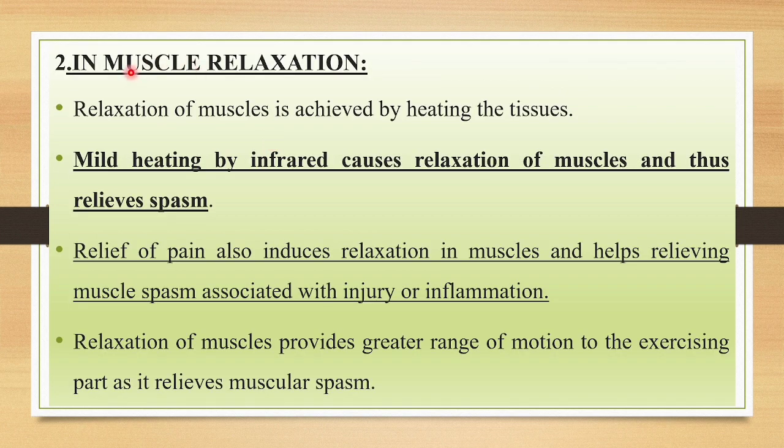So the next therapeutic effect is muscle relaxation. Relaxation of muscle is achieved by heating the tissues. Mild heating by infrared causes relaxation of muscles and thus relieves muscle spasm. Relief of pain also induces relaxation in the muscles and helps relieve muscle spasm associated with injury or inflammation. Relaxation of muscle provides a greater range of motion to the exercising part as it relieves the muscular spasm.